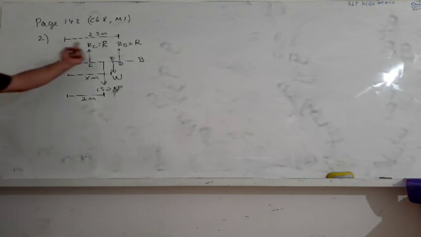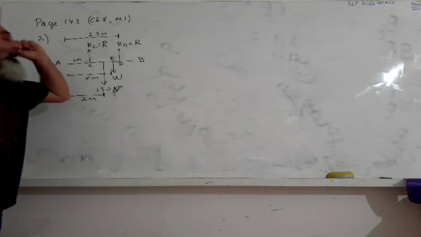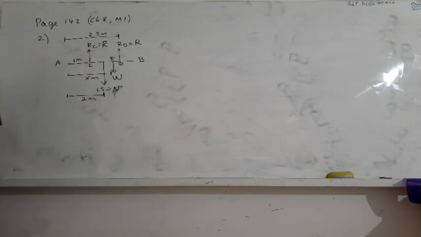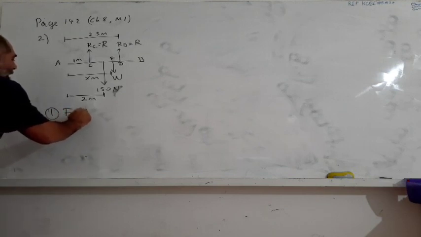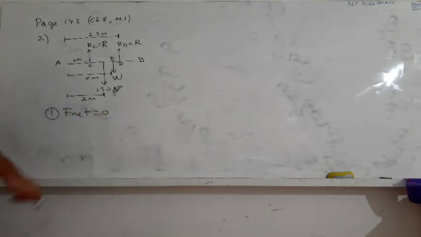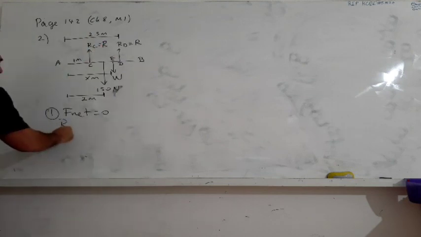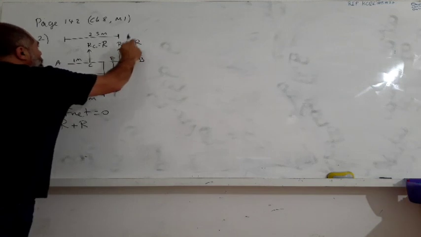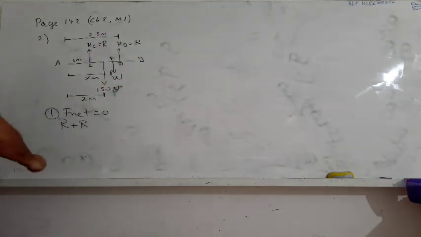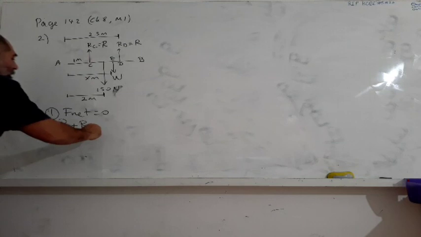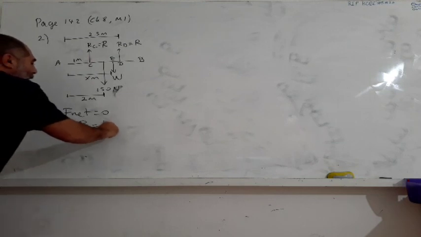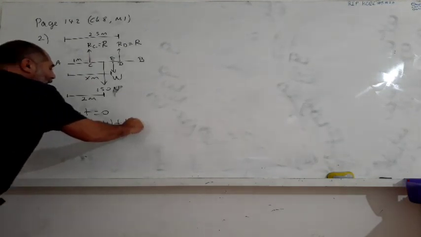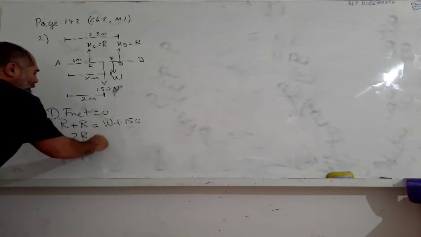So let's apply our rules. F net must be 0. We have two forces pointing up, R and R: RC is R, and the reaction at D is also R. And we have two forces pointing downwards, W and 150. So 2R is equal to W plus 150, so R is equal to (W plus 150) over 2.